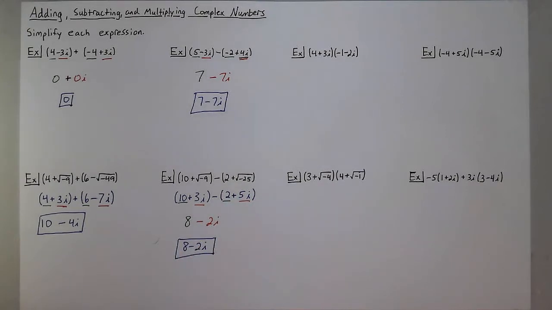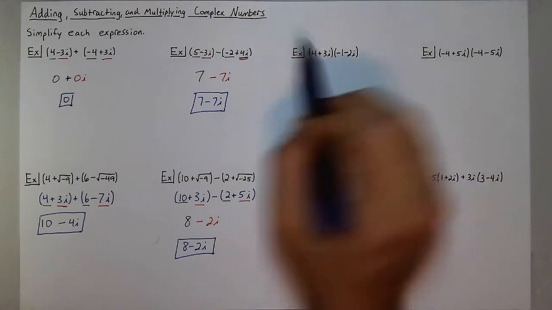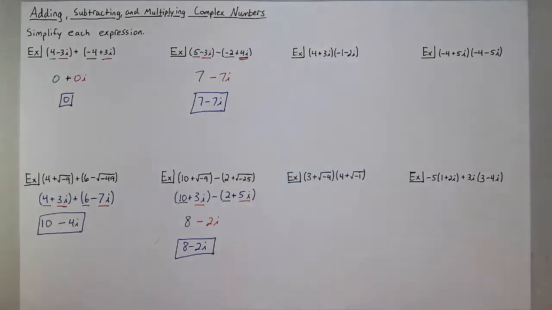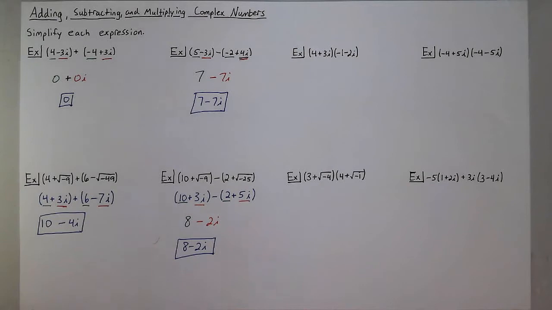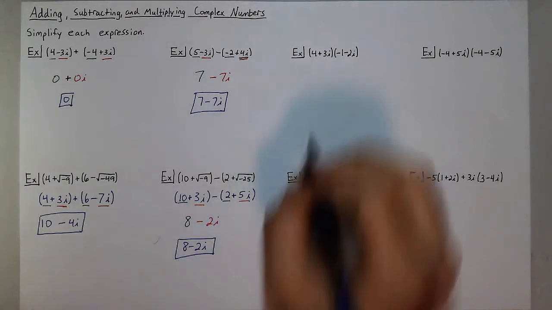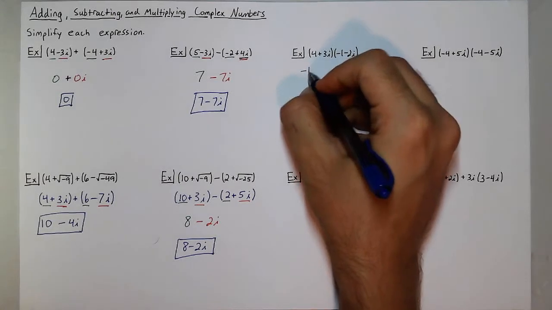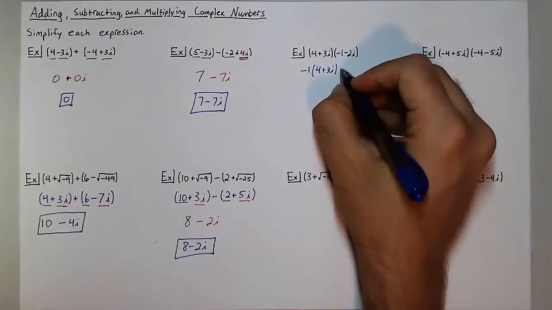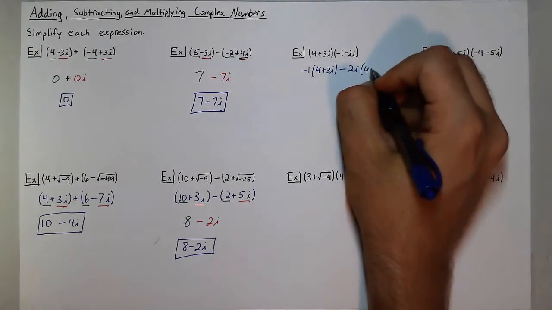Now when we're multiplying, we have to be very careful because in this instance, it's not like combining like terms. We now have two binomials being multiplied. So in order to multiply two complex numbers, we need to either distribute or use the FOIL method, meaning 4 plus 3i is going to be distributed to the -1. So -1 times 4 plus 3i, and to the negative 2i, so we get negative 2i times 4 plus 3i.